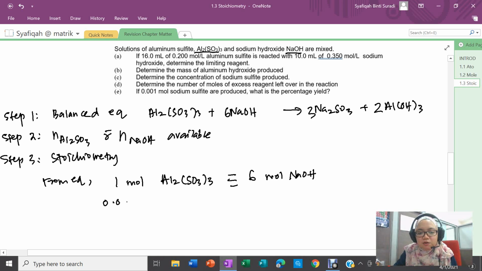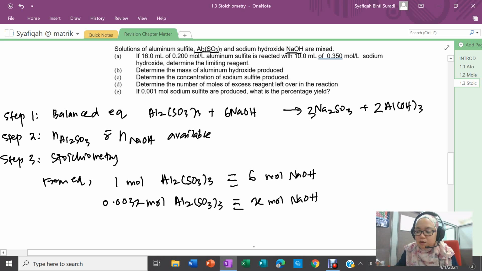Kalau dia kata 0.0032 mole Al2S3, okay, akan react dengan berapa mole NaOH? Okay, so kita akan dapat mole NaOH kita, itu adalah mole needed. Mole yang kita dapat tadi ni adalah mole needed. Kita kena comparekan dengan mole available.